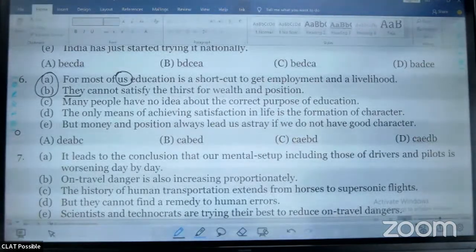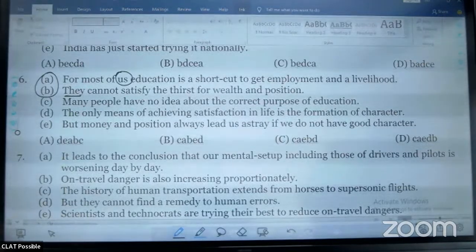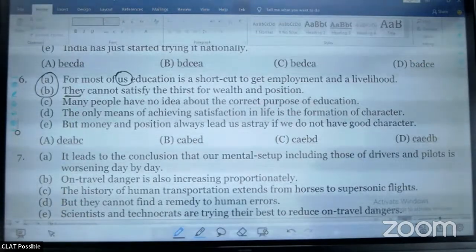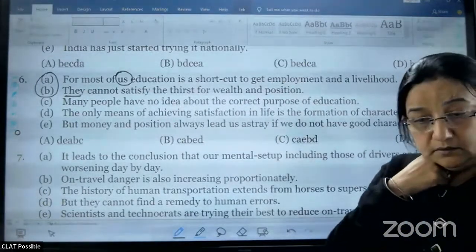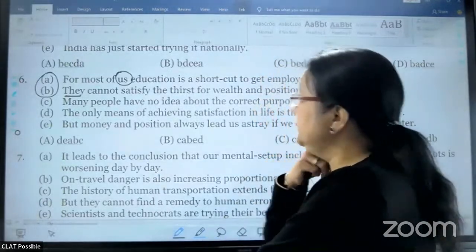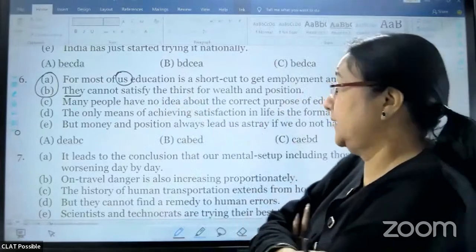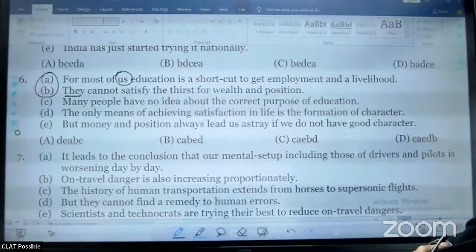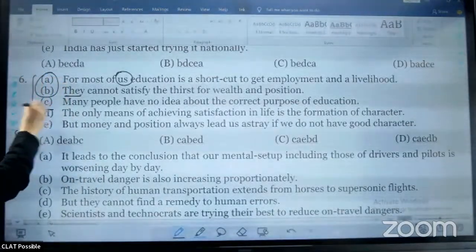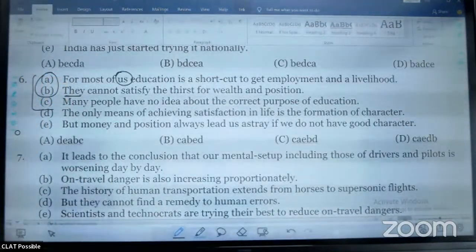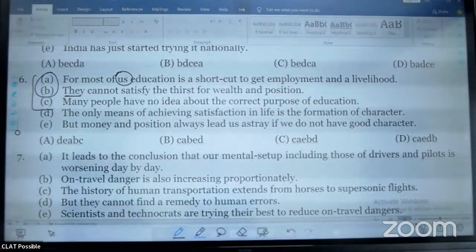Education is a shortcut to get employment and a livelihood. They cannot satisfy the thirst for wealth and possession. Okay. So when you're saying A and B can come together, some people are saying no. Chalo, forget that. Continue with the C line. Now read the C line. Many people have no idea about the correct purpose. Now out of these three, tell me which one is the most generic, introductory line that can be kept as an introduction.